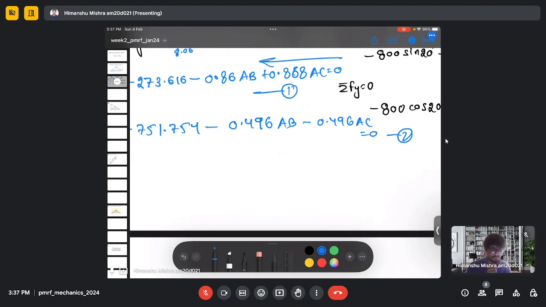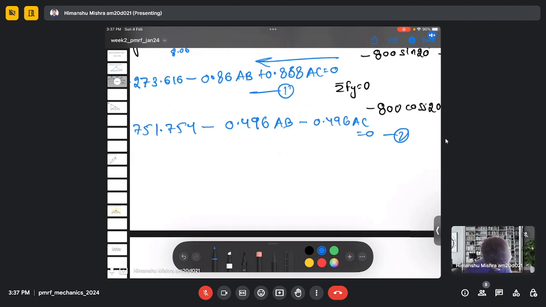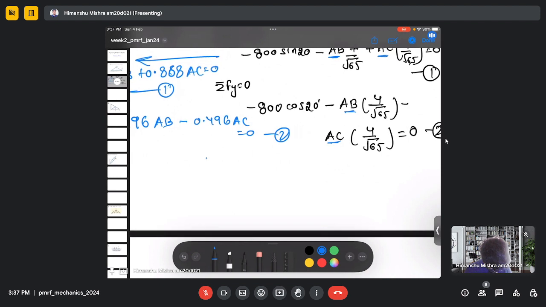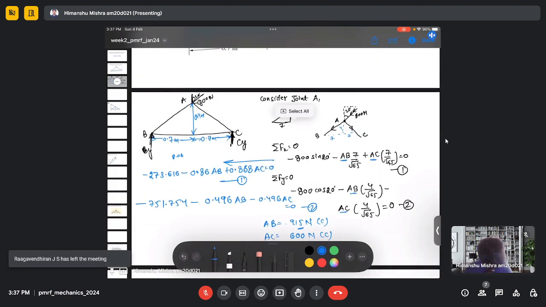Then we can solve these two. When you solve these two, I will write the direct answer here. So we will have AB, which is 905 Newton compression, and AC, which is 600 Newton compression. It is compression because you will get a minus sign, so either you can write compression with the magnitude, or you can write it with a minus sign. So you get the force in this member and the force in this member.